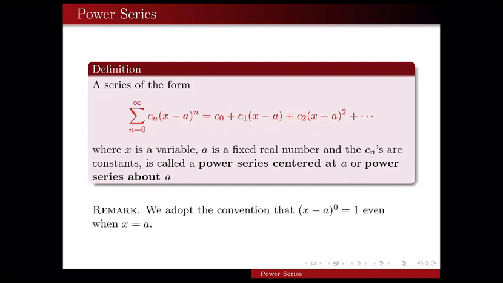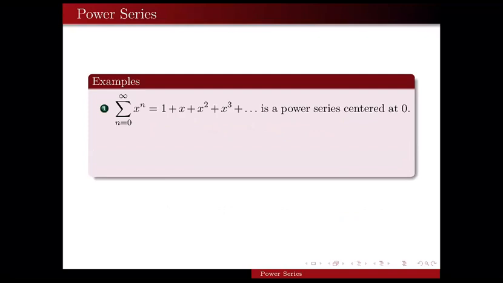Okay? So an example of a power series is this. You have the sum of x to the n from 0 up to plus infinity. So if you expand this, this is just 1 plus x plus x squared plus x cubed. So this is a power series centered at 0. Okay? Because, well, you can think of this as summation (x minus 0) to the n from 0 to plus infinity. So it's a power series centered at 0.